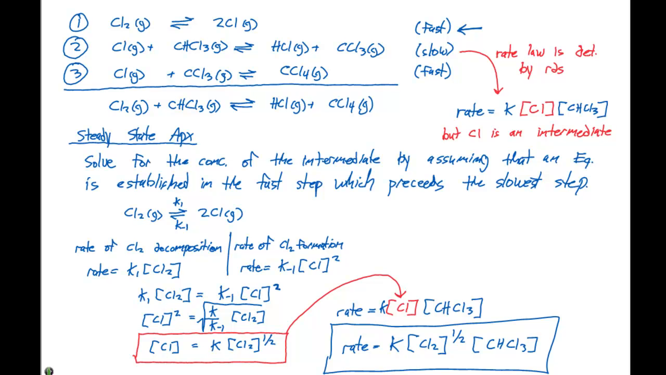And as we can see, if we go up to our overall initial equation, it contains Cl2 and CHCl3, which are expressed here in the rate law. So if you're given a particular mechanism and you look at the slow step and it has an intermediate in it, you have to employ this steady state approximation in order to try to determine what the overall rate expression is, or the overall rate law for this mechanism.